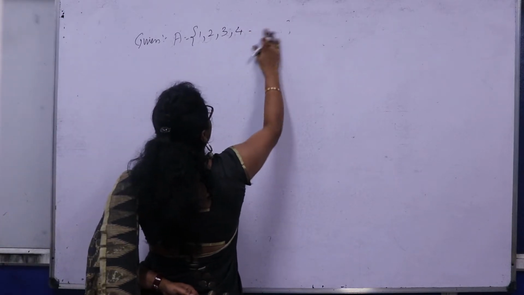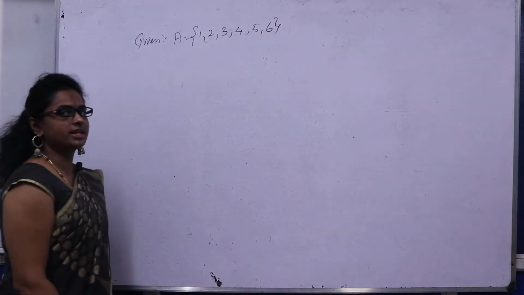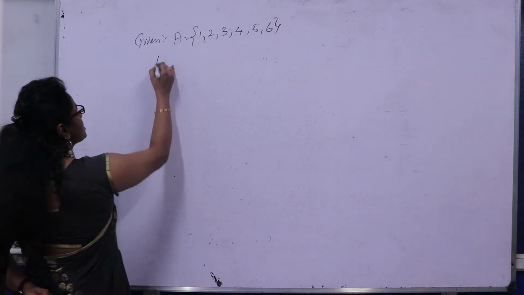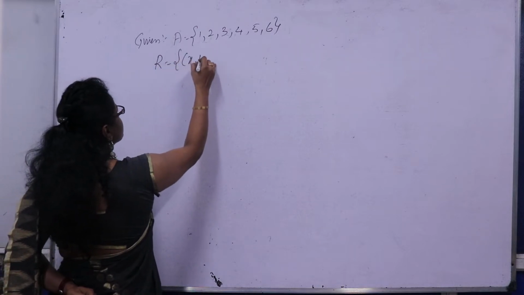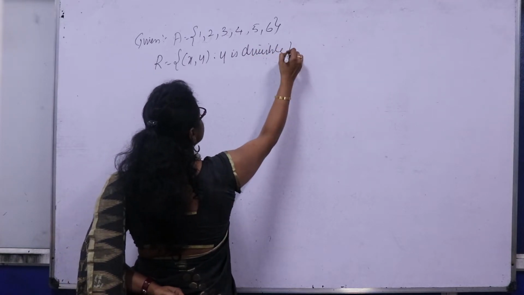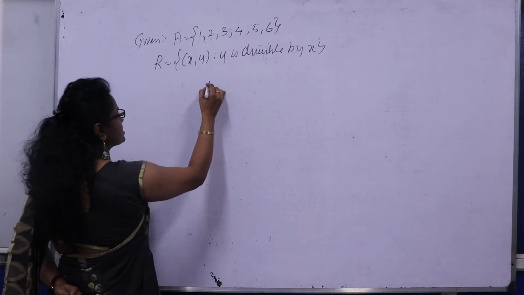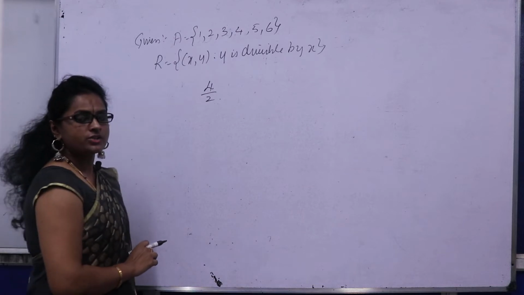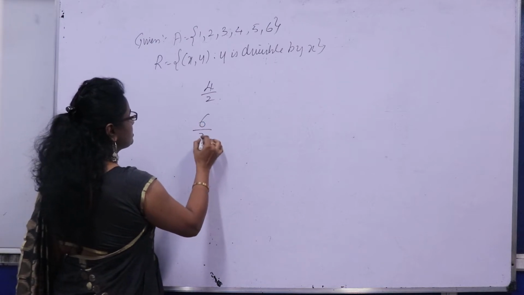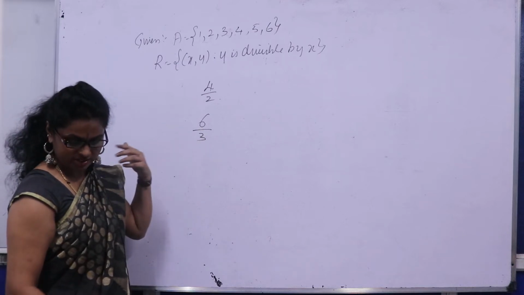Now a set has been given with A is equal to {1, 2, 3, 4, 5, 6}. And what is the relation? I'll just define a relation (x, y): y is divisible by x. First you need to understand what this 'divisible by x' means. For example, I'll just write 4. Is 4 divisible by 2? Yes, 4 is divisible by 2. I'll just go with 3 and 6. Is 6 divisible by 3? Yes, 6 is divisible by 3.